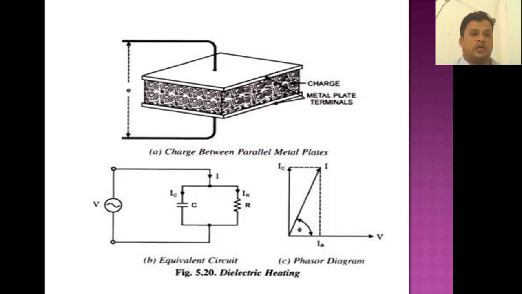So if you see here, according to that expression, the charge between parallel plate metals, you can see that the supply is given and the charge is kept in between, which is shown here like this, the black material, and the metal plate terminals are kept like that. So the charge between parallel metal plates will be represented in this figure.